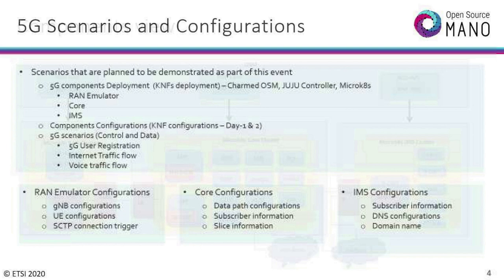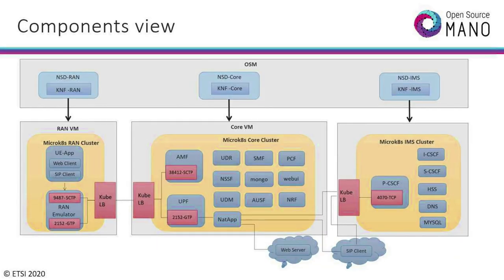So this is zooming into the components we have seen earlier. Here, the packages, all the network service descriptors along with the function descriptors, are available with the OSM. That will help us deploy these three independent clusters. RAN is an independent cluster, and core and IMS are also independent clusters. If you see all the clusters, we have a Kube load balancer that will help connect the components across the clusters.